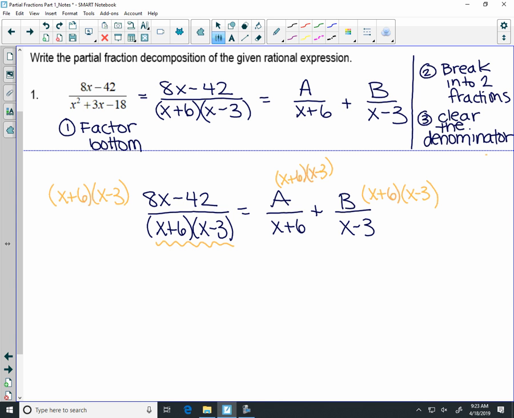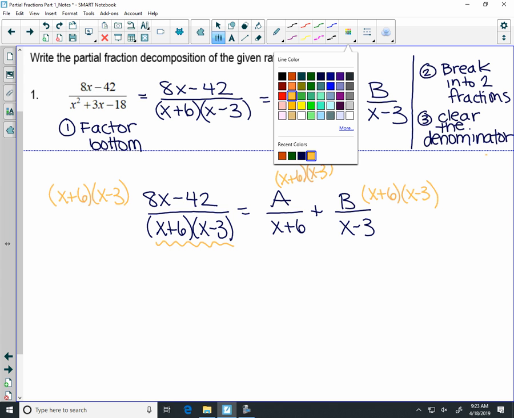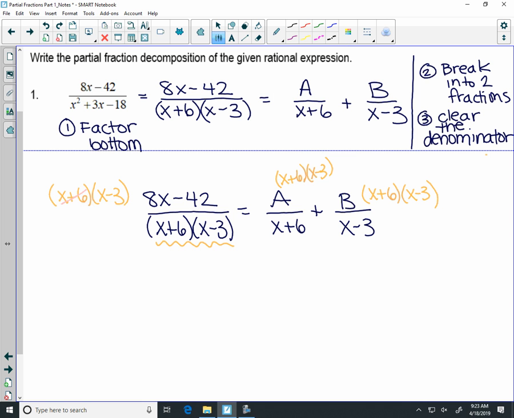And you can decide if you need to write it everywhere next time. All right, so if I multiply the stuff that's on this side over here by x plus 6 times x minus 3, I have x plus 6 over itself, so that's 1. I have x minus 3 over itself, so that's 1. So all I'm going to be left with is 8x minus 42.